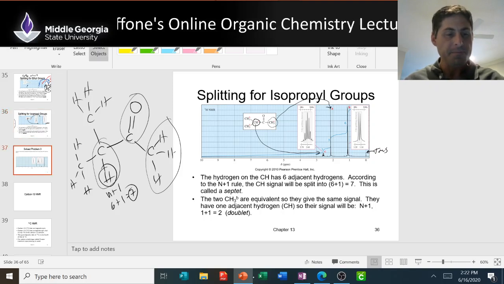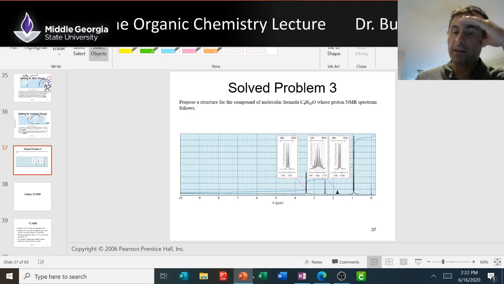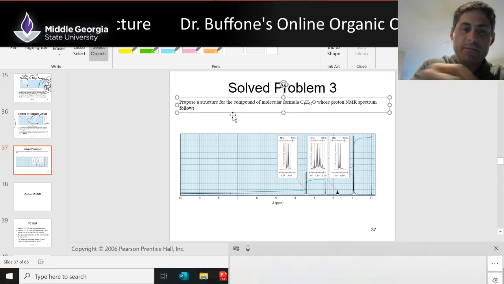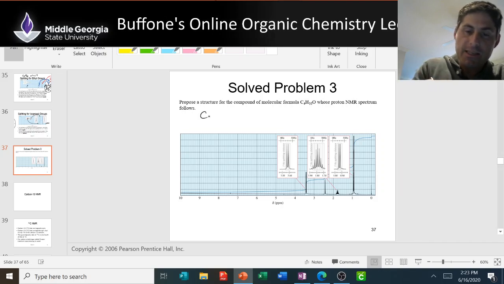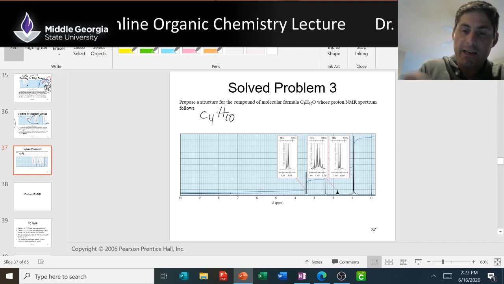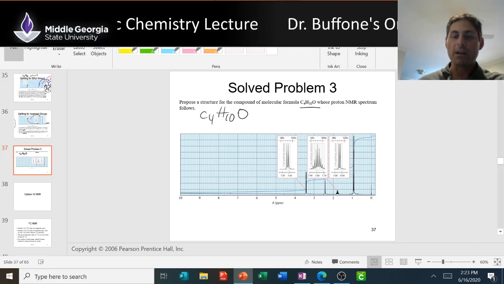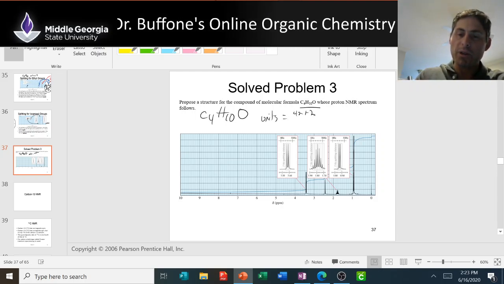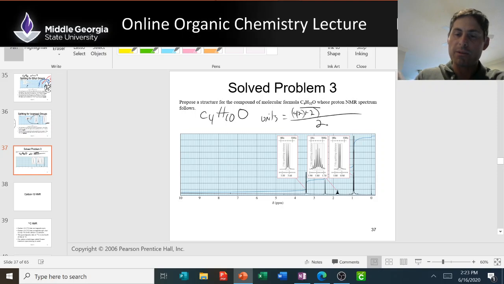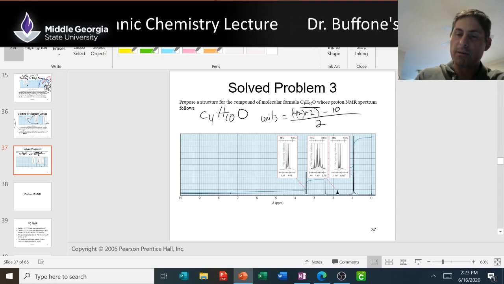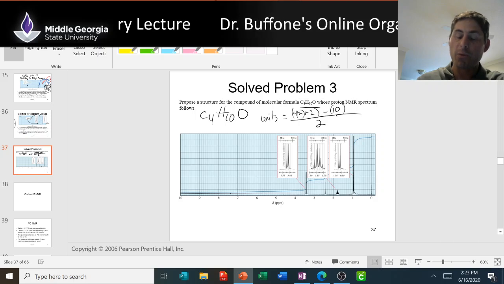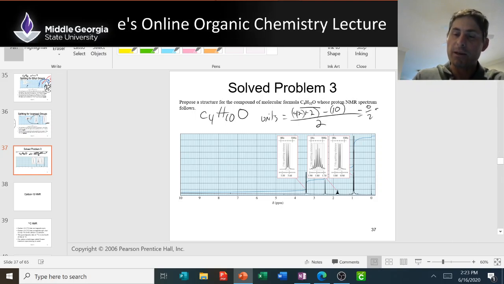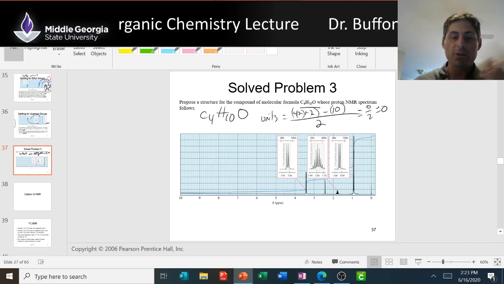The last sample problem here, we have a true problem. So we have C4H10O. Let's check out units of unsaturation. 4 times 2 plus 2. That's how I treat carbon. I'm going to divide everything by 2 and subtract the number of hydrogens. So 4 times 2 is 8, plus 2 is 10, minus 10 is 0. 0 divided by 2 is 0. No units of unsaturation.